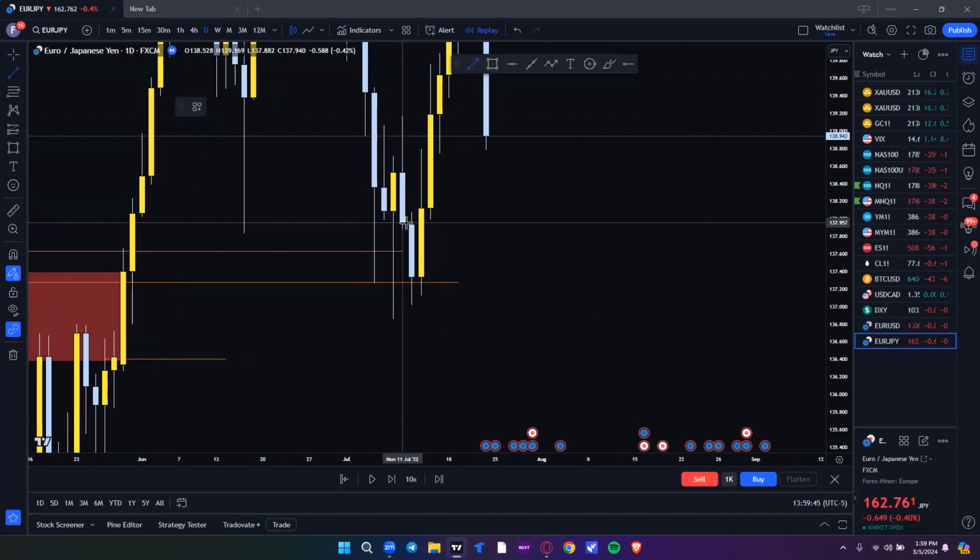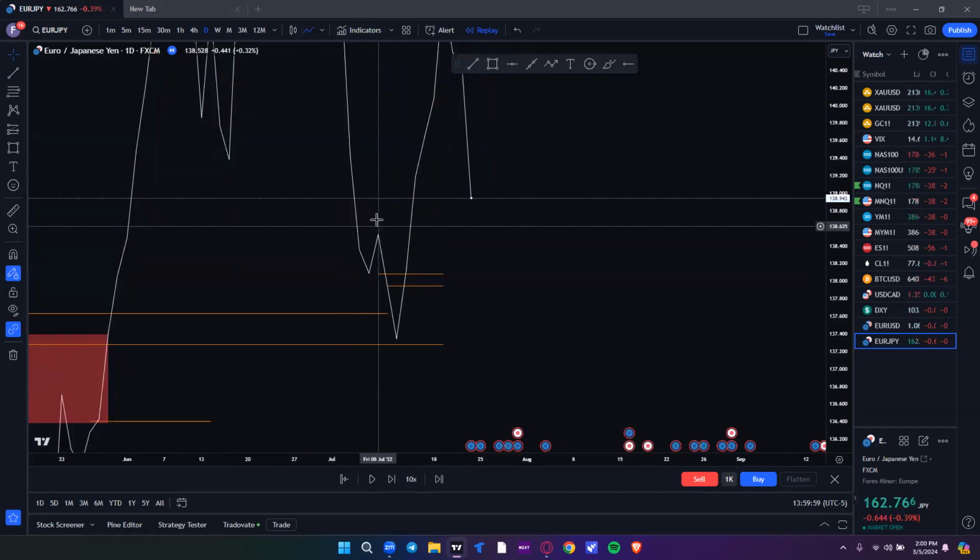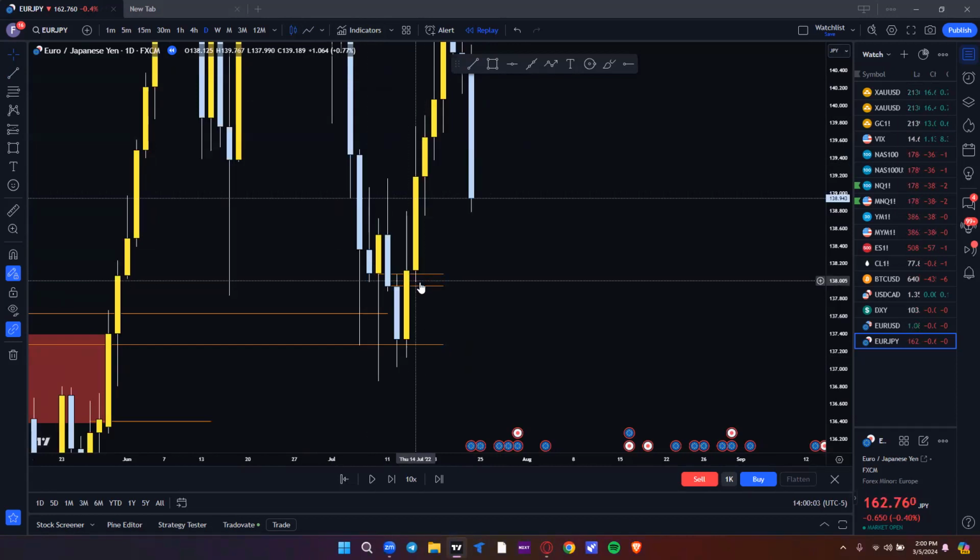So we see this decision level closing above this decision level most currently. You see, before this happens, right? We want to see rejection, SNR breakout, and then retest. We're actually able to get involved much quicker.